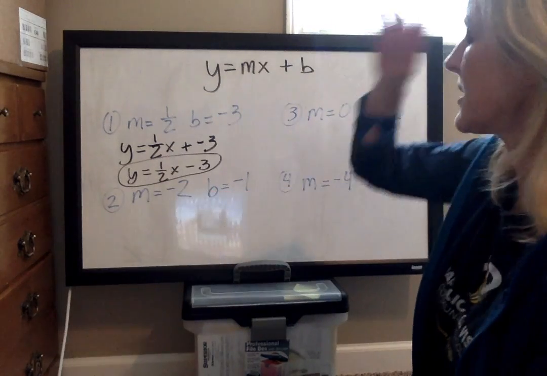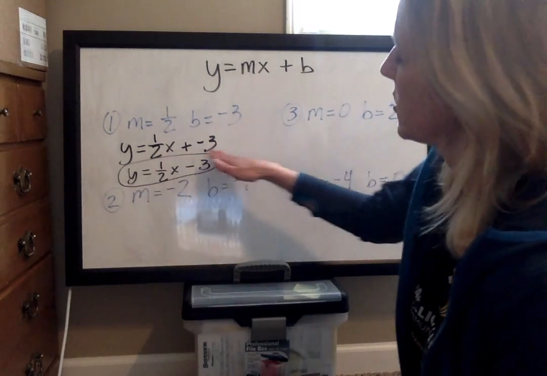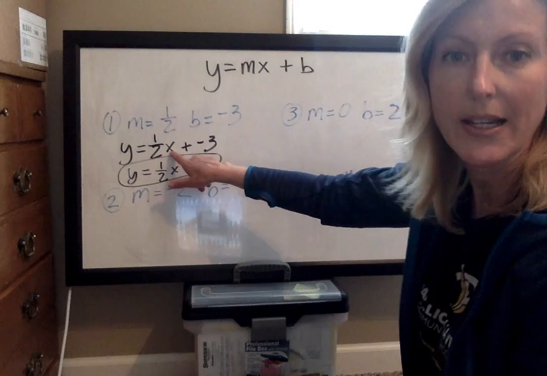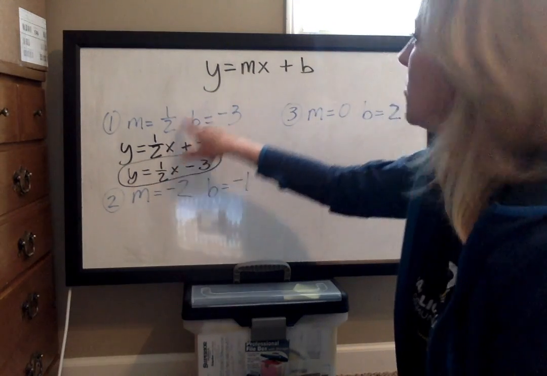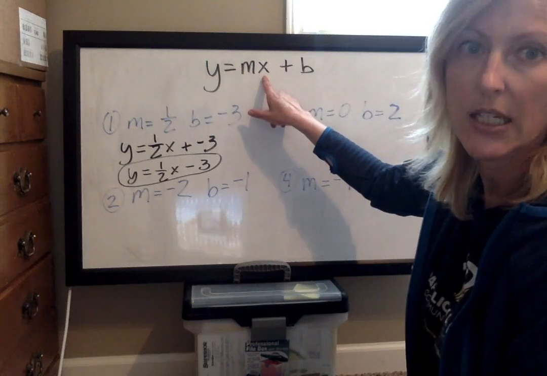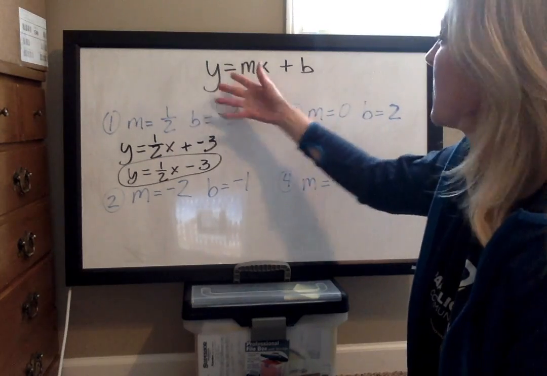One of the things that kids mess up on sometimes when they're writing out the equation is they forget to put the x behind the slope. So that's just something that you can't forget, that you always have to have your y and your x in your slope-intercept form when you're writing it out.